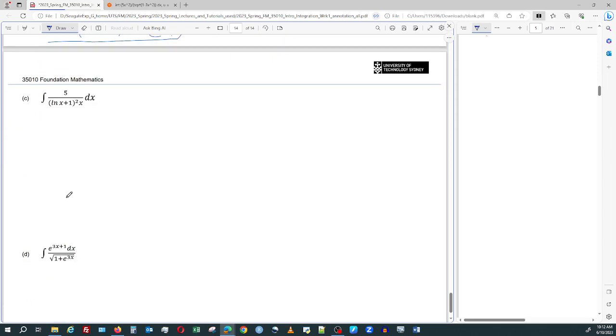All right, so the integral of 5 over. Now, if we need to do anything here, we've got a 1 over an x there.